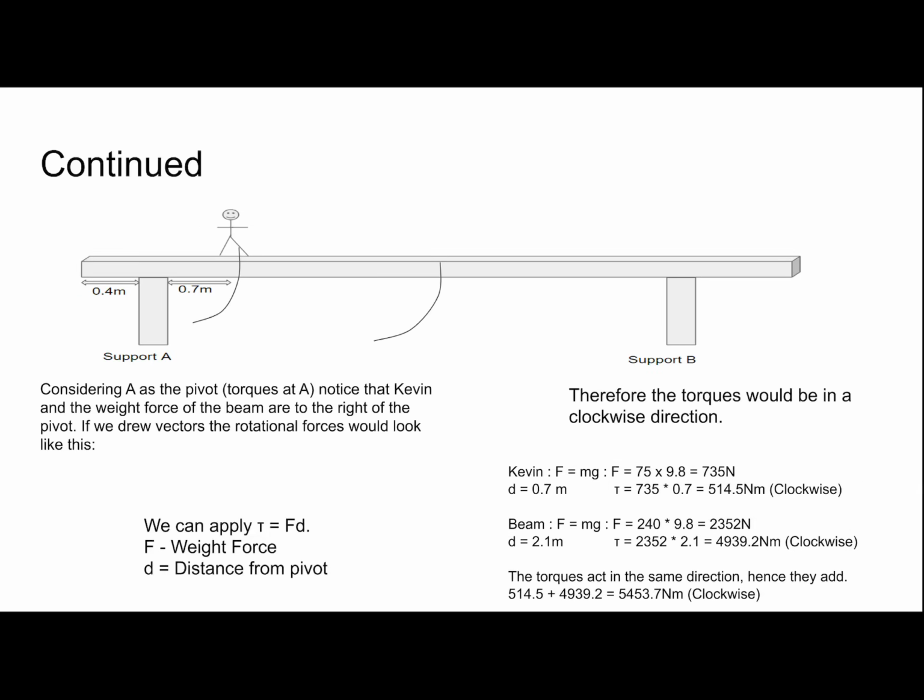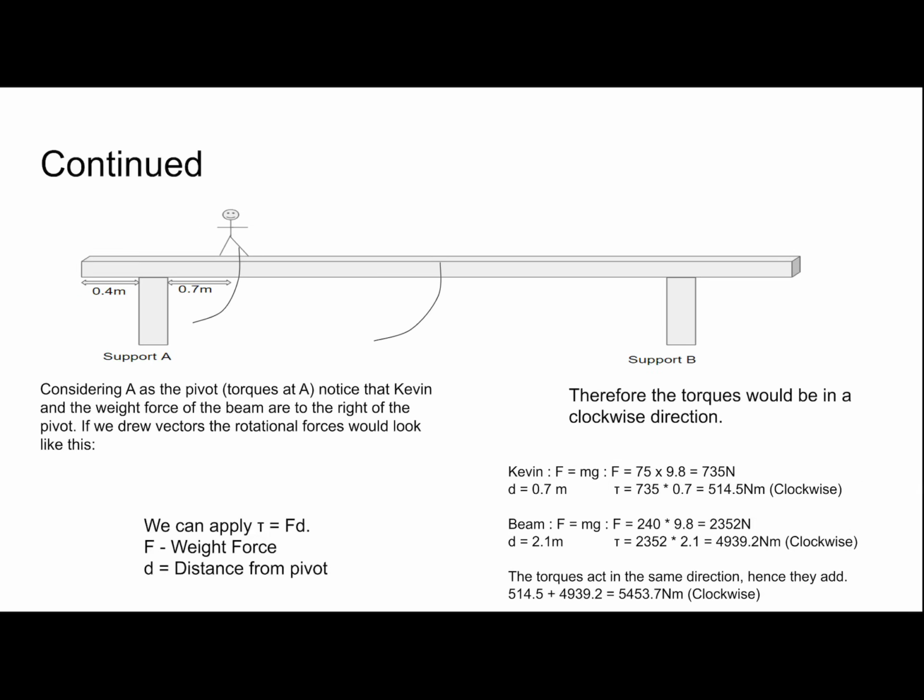So in terms of how I got the 2.1 meters, it's because we have to consider the center of mass, okay? So basically, we're trying to find the distance. It's a 5 meter long beam. So therefore, if it's at the center of mass, then it's going to be 2.5 meters on the left and 2.5 meters on the right.